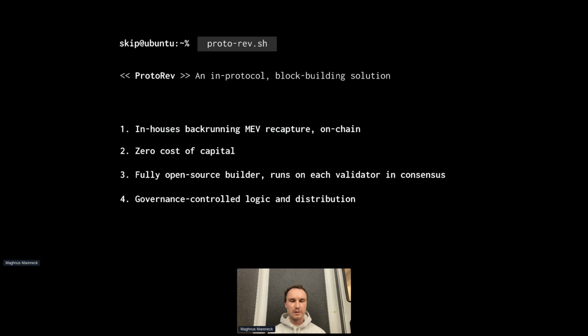As I said, it runs on each validator in consensus, which means it has the property of a proposer can't do their own thing, right? Every validator has to agree in terms of how the transactions are processed, which means that no validator can go behind anyone else's back and try to get a better deal or anything like that. And the last thing is it's fully governance controlled. Because it's a module, it has parameters, and because all the logic is on chain, the entire chain itself can vote in terms of how distribution works, how the actual logic works, etc.